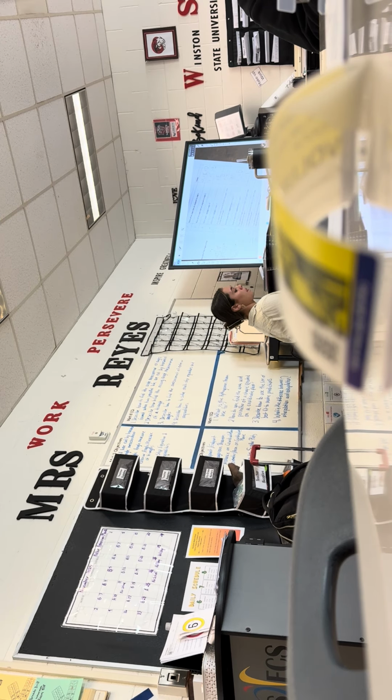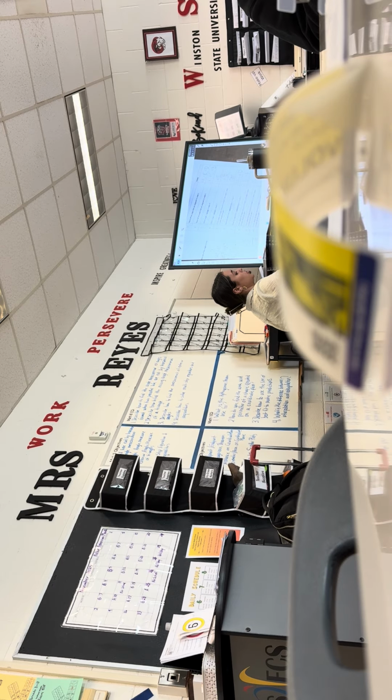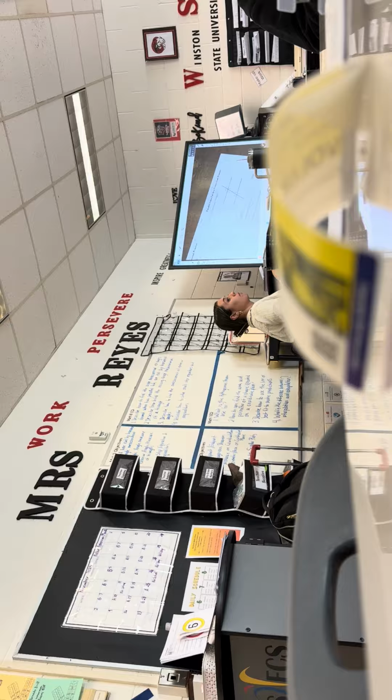Alright, number 8. If you added the angle measures of angle C and angle D, what would you get? So we go back up here, angle C and angle D, what would you get? 180. 180, good job.